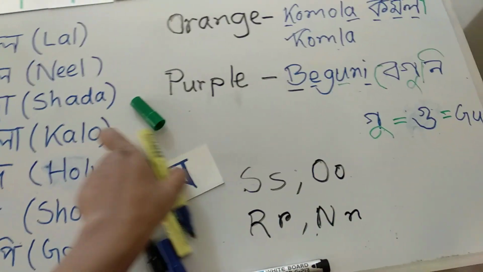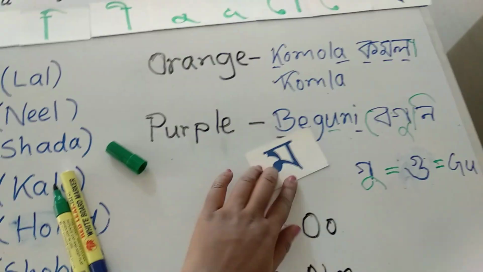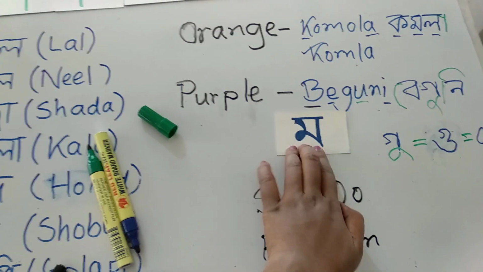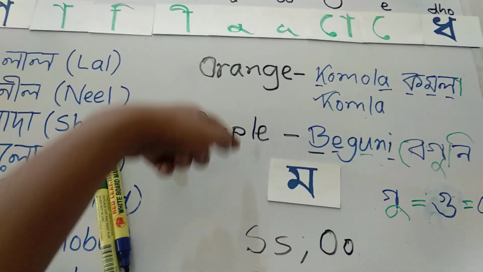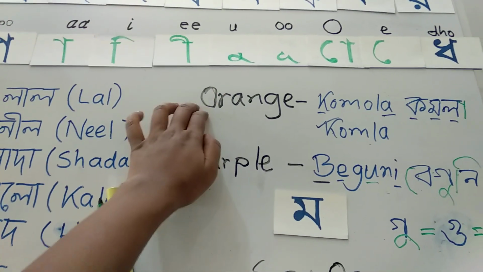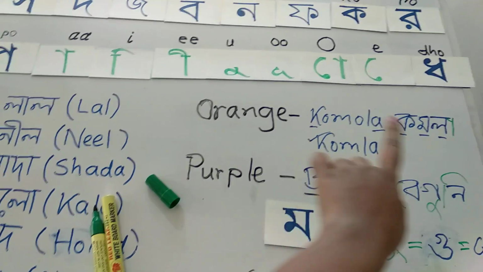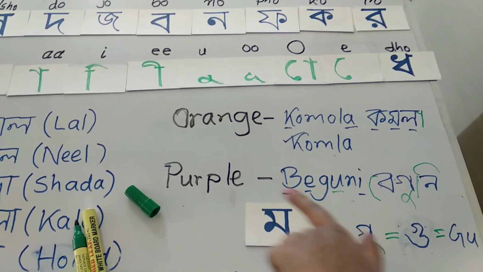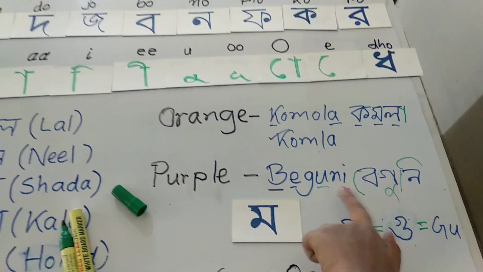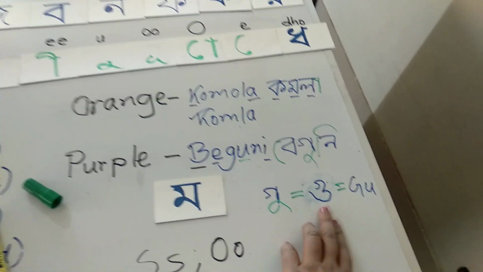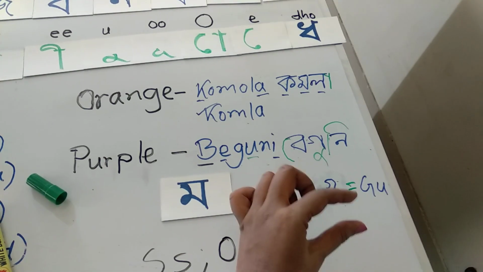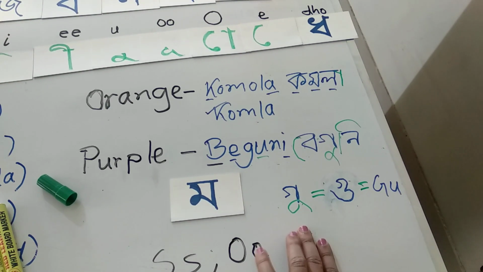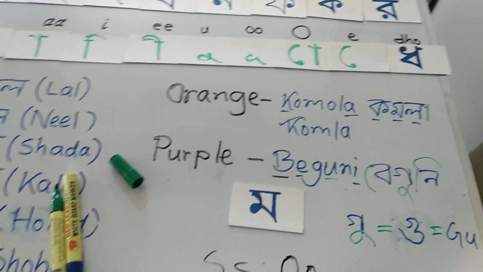And let me revise what we have learned today. This is the new letter we have learned. This is mo. And we learned two more colors. One is orange, another is purple. The Bangla for orange is komla or komola. Bangla for purple is beguni. Okay. And we also learned how go with the u sound changes the look. Okay. So these are the things we learned today.